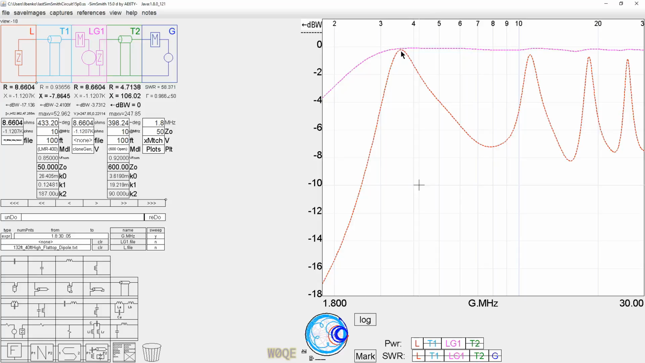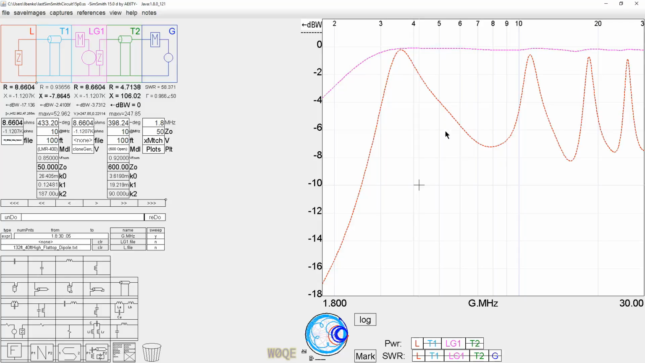Watch what happens here. Any dipole is resonant pretty close on the third harmonic, the fifth harmonic, the seventh harmonic, and that's what we're seeing here. But in all cases, the open wire line driving the dipole beats the coax.